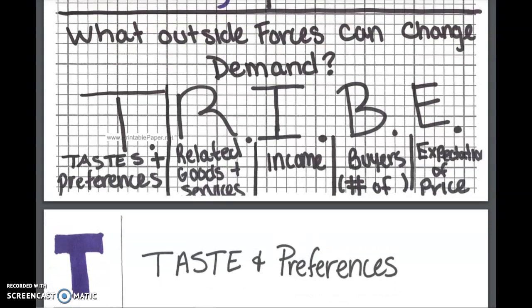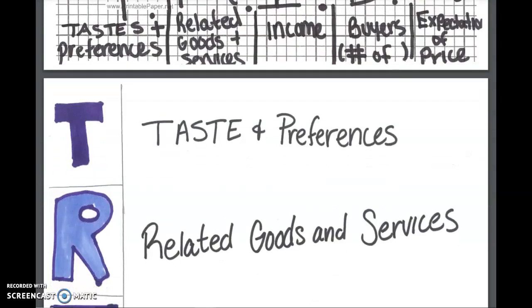Go ahead, put that in your notes, TRIBE, down the side of your page, and just leave space to explain each one. So T stands for tastes and preferences, and that is really just what consumers want. So if we're talking about a fad, well, that's just a change in our tastes and preferences.